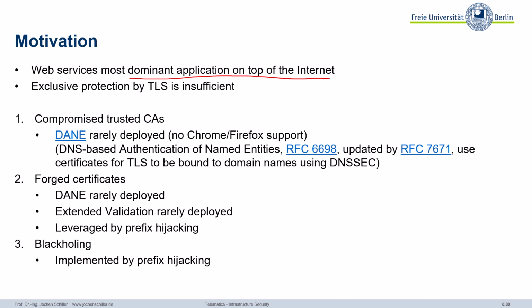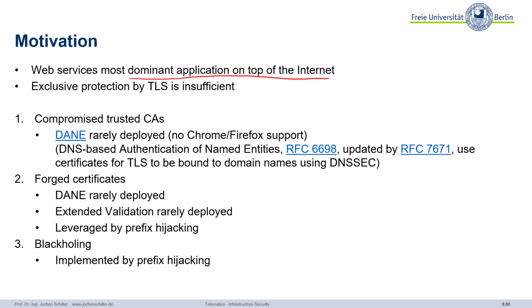But it is rarely deployed, so no Chrome support so far. That has to do something with the type of the encryption, and also no Firefox support. So if something like this is not really used, then we cannot use it. So what else to do? Next slide. Also, validation of forged certificates is rarely deployed, and so this can be used also if you do prefix hijacking to, in the end, compromise web services.